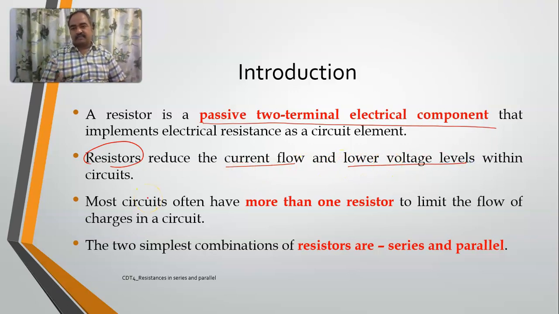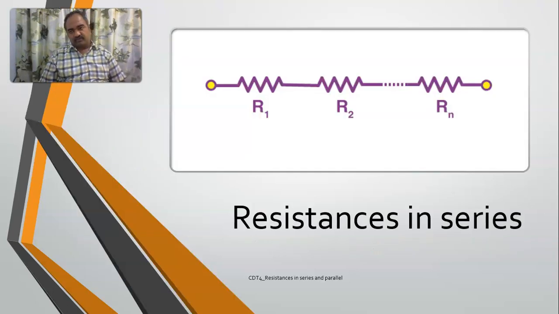Most of the time, any circuit can have more than one resistor to limit the flow of charges. When we have multiple resistors, the simplest combinations are resistors in series and parallel. There are other combinations also, but let us confine ourselves to series and parallel resistors. Before we go for resistors in series and parallel, first of all, let's see how resistances in series are.